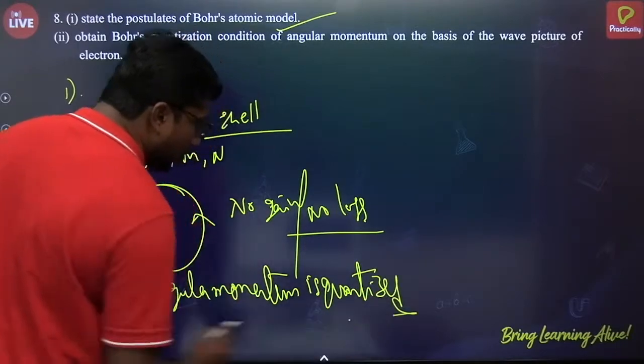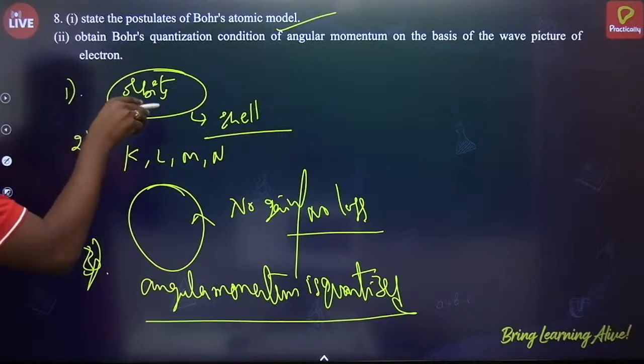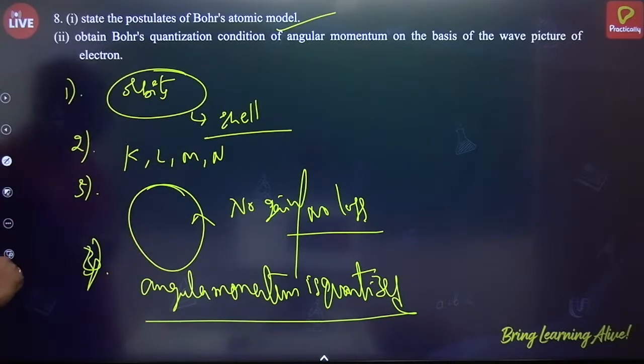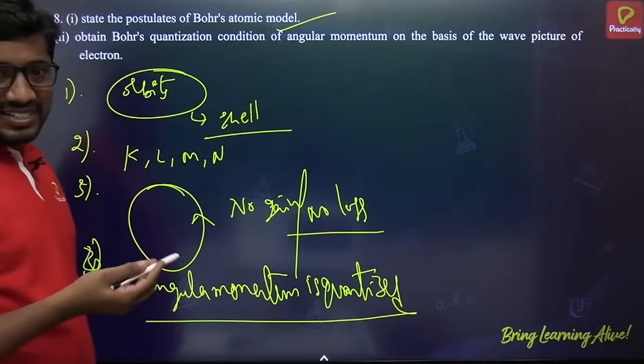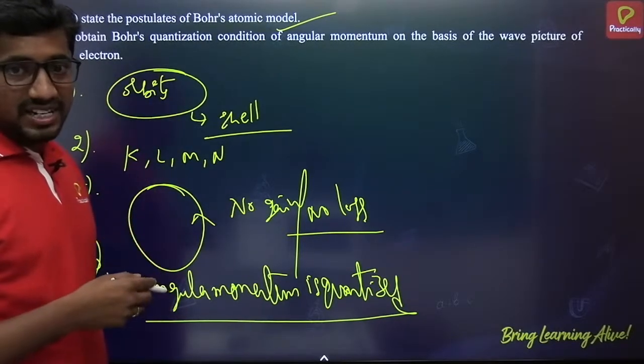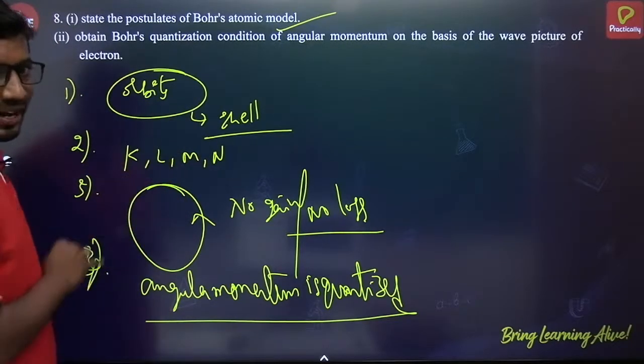So these are the main postulates of Bohr's theory. All the electrons revolve around the nucleus in specific paths, which we call orbits. These orbits are called stationary orbits, or stationary shells. Their shell energy levels are mentioned as K, L, M, N levels.